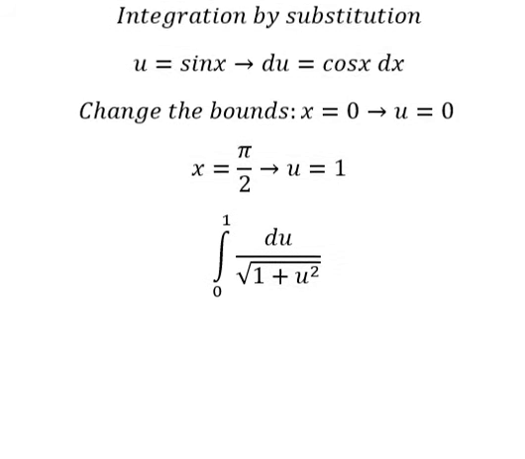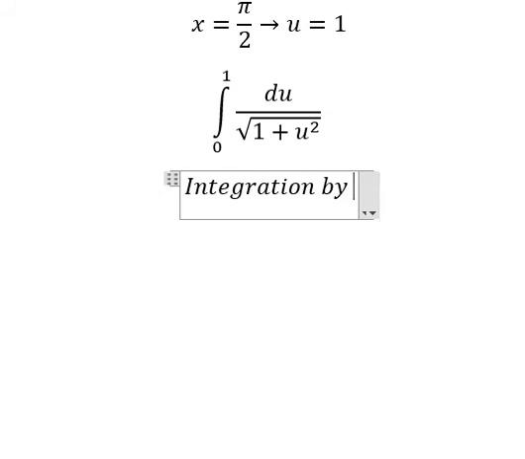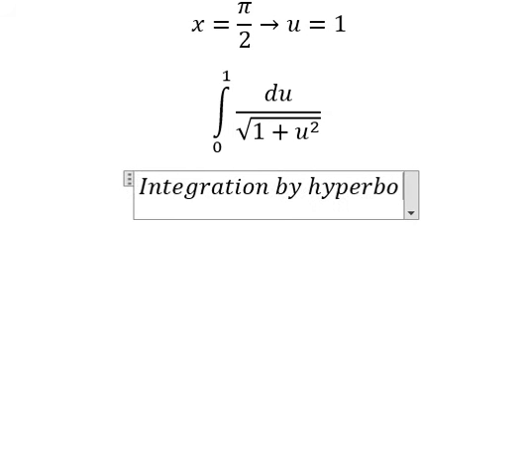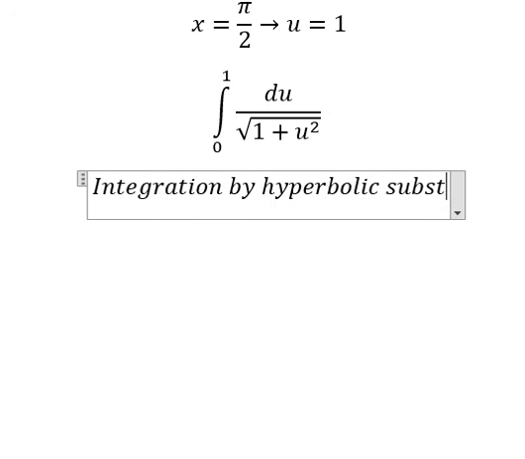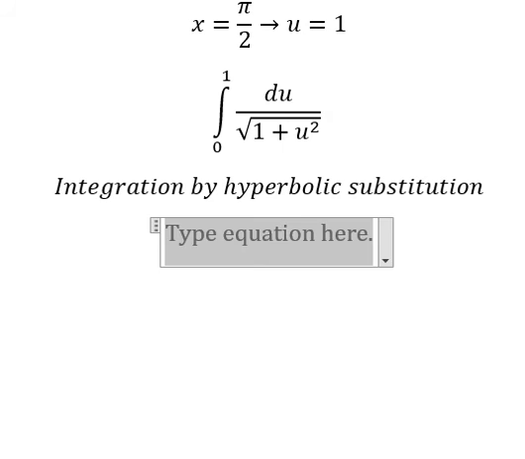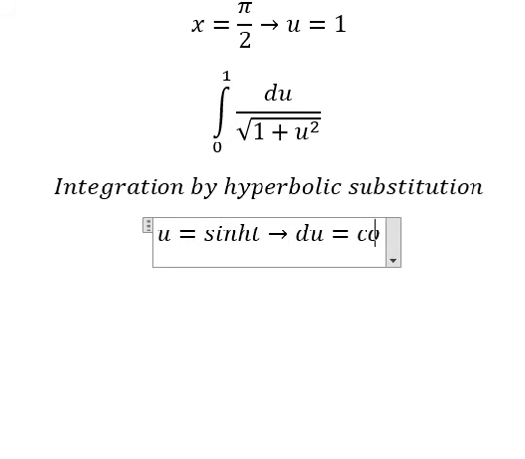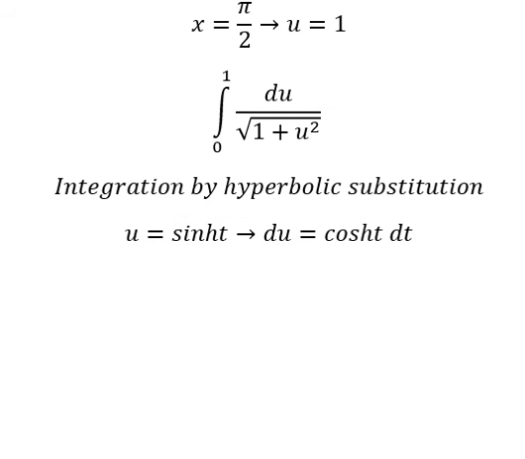Next, we can use integration by hyperbolic substitution. So I will put u equals sinh t. Next, we need to take the derivative of both sides, and we have cosh t dt.